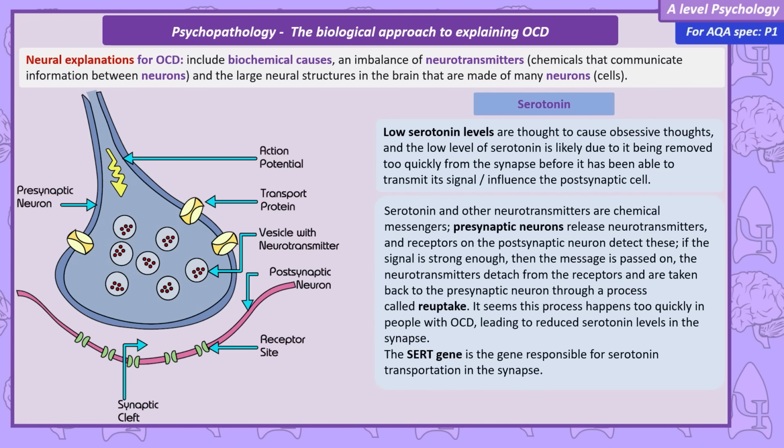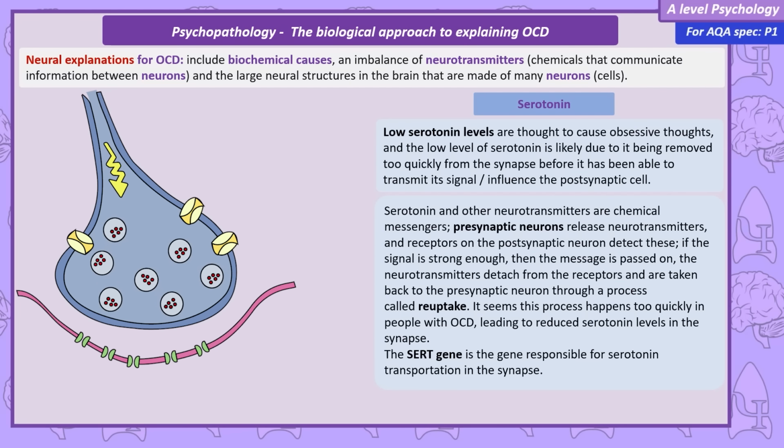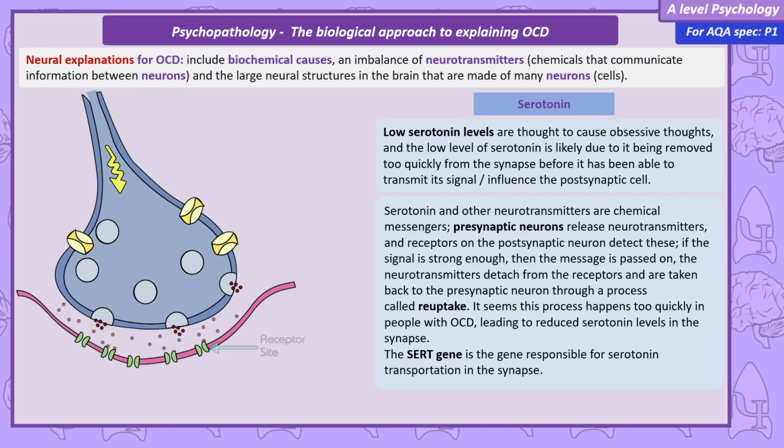Serotonin and other neurotransmitters are chemical messengers. Presynaptic neurons release neurotransmitters, which are detected through receptors on the postsynaptic neuron. If the signal is strong enough, then the message is passed on, and the neurotransmitters detach from receptors and are taken back into the presynaptic neuron through a process called reuptake. It seems like this process happens too quickly in people with OCD, leading to reduced levels of serotonin in the synapse.